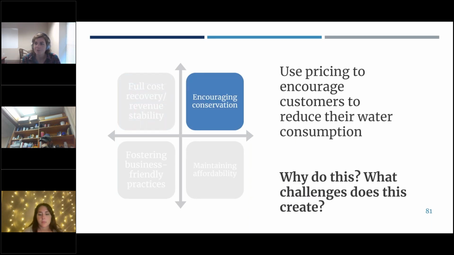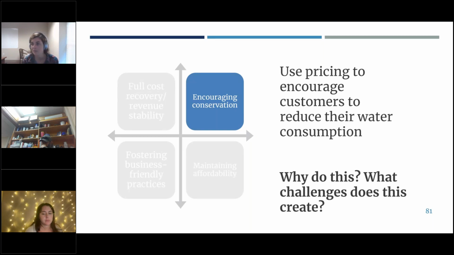And this is where you might use your pricing to encourage customers to reduce their water consumption. An example of this would be an increasing block rate, which is a term that's thrown around a lot. Basically, you would set up your volumetric charge, that consumption charge, how much people are charged per 1,000 gallons of wastewater, so that it increases as people use more. That's a great way to encourage conservation because people are getting that pricing signal. As they use more, they get a higher bill, and thus they might be incentivized to use slightly less.